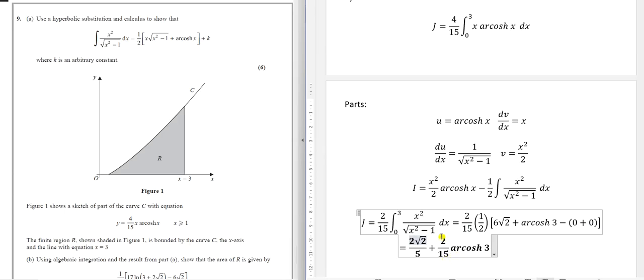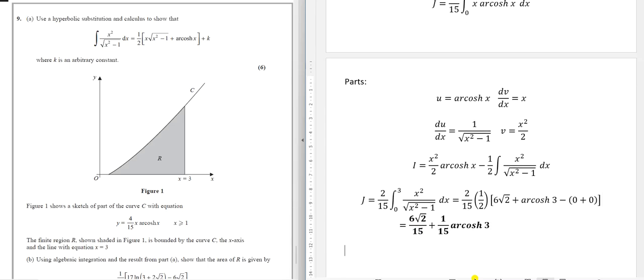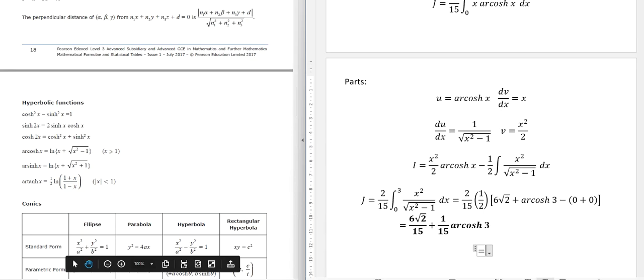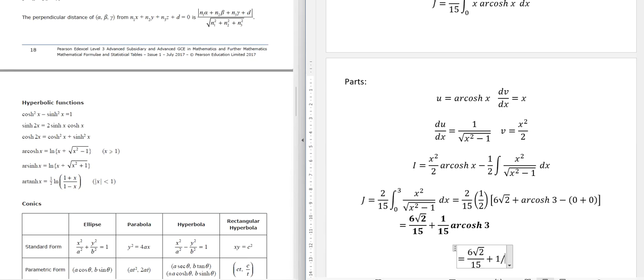This is only going to give 2 root 2 over 5, or we stick with it in the form that they have it, 6 root 2 over 15. And we have 1/15 of arc cosh 3. I'm not concerned about the other bit. Remember, the formula book has a log version of arc cosh. So I can write this as 6 root 2 over 15 plus the 15th of ln. We have 3 plus root 3 squared minus 1. In other words, another one of those root 8s or 2 root 2.